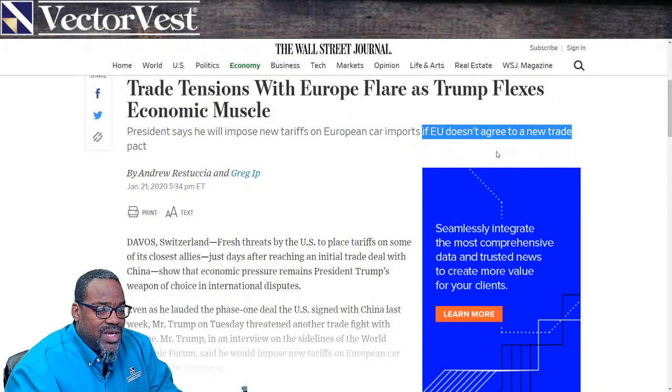So you know what this means? The EU's got to come to the table. The president's trying to make a deal, a better deal. And if they do make a better deal, these tariffs now go away. So keeping that in mind, what else is affecting the market?